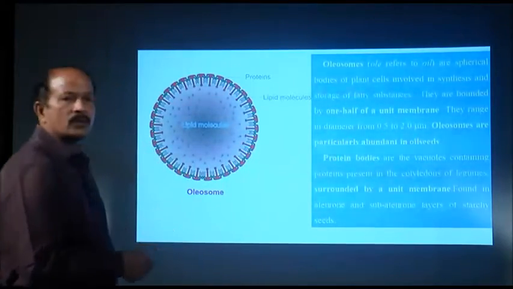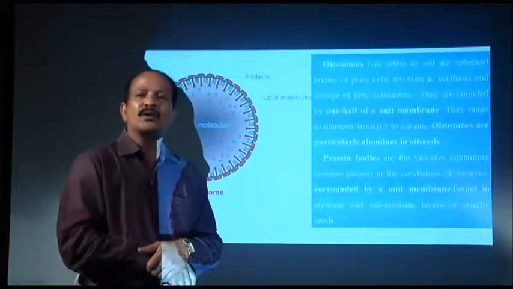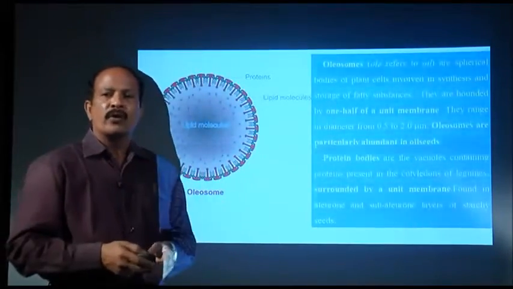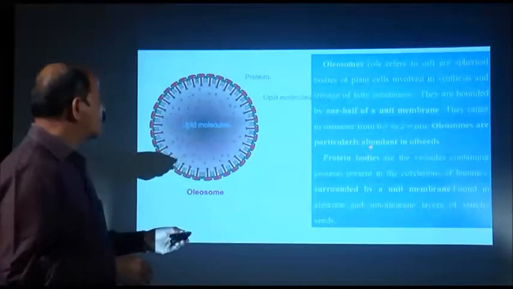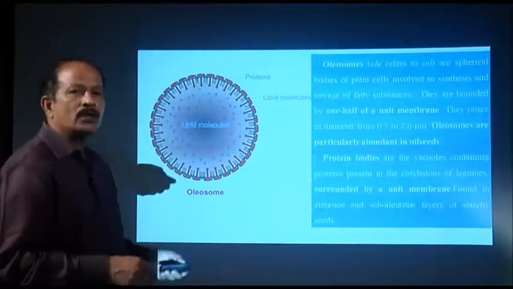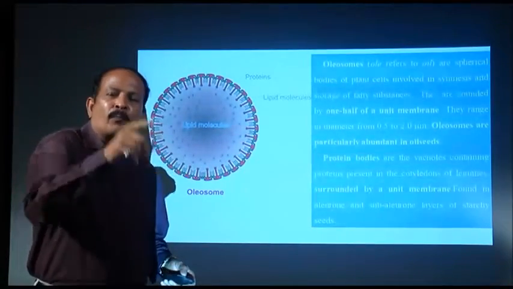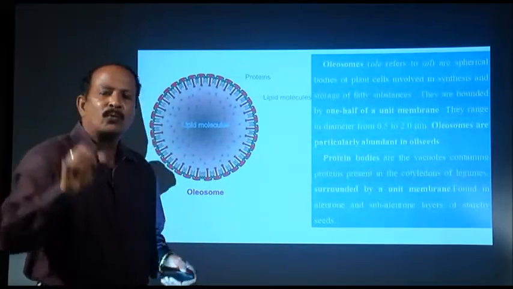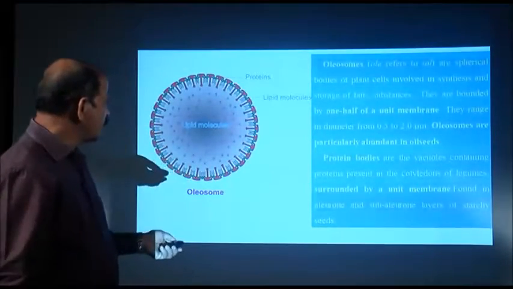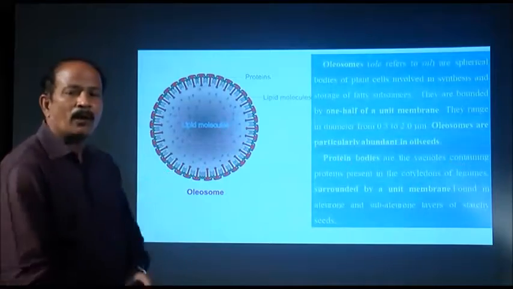Then about proteins, where the proteins are stored in the plants, especially the vacuoles store proteins and they are called protein bodies. In contrast to this oleosome, protein bodies are surrounded by a complete unit membrane comprising two lipid bilayers and other proteins. Okay. But where are the protein bodies found?